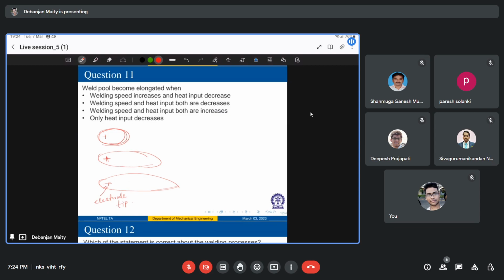So the higher the welding speed, the greater the length to width ratio becomes, right? So when welding speed is high, the length to width ratio will also increase. Correct.